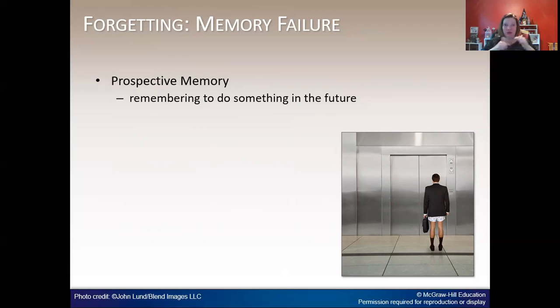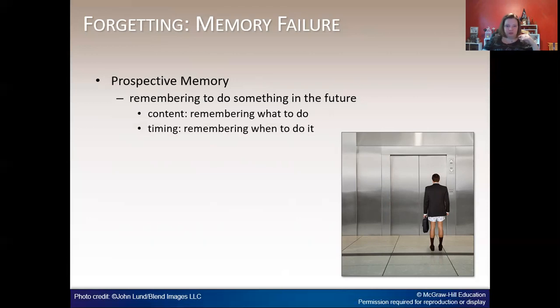Your homework, you have to remember that, okay, homework is due. And then I have to start working on it before then. So remembering to do something in the future. So remembering what to do, and remembering when to do it.